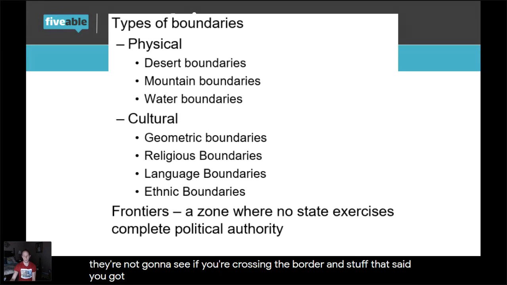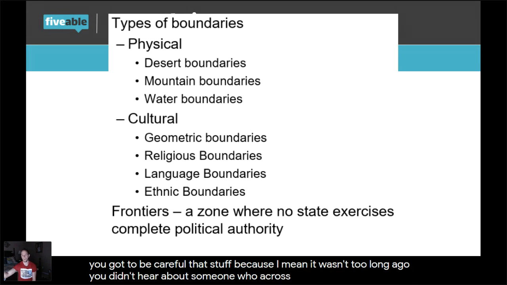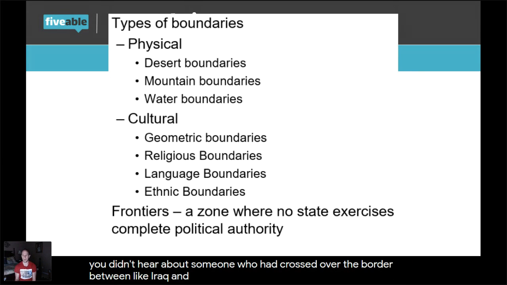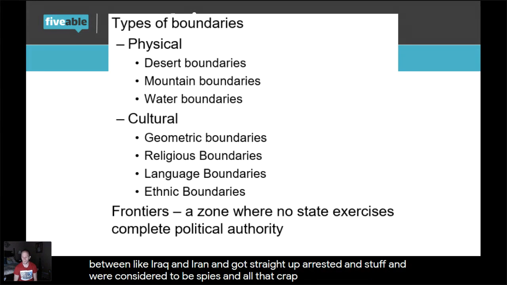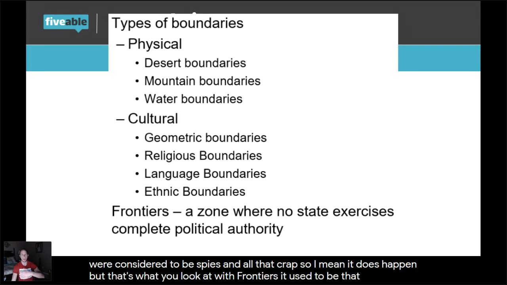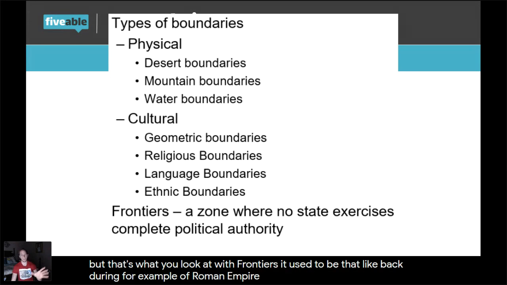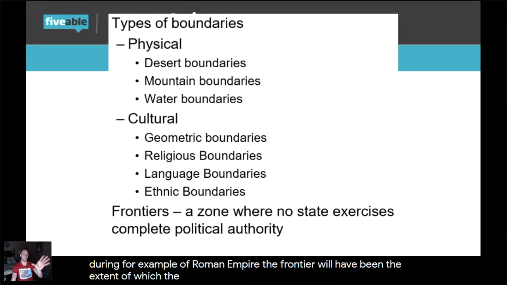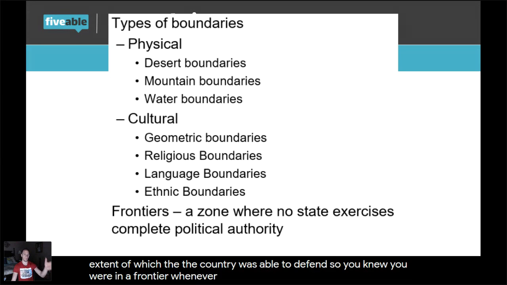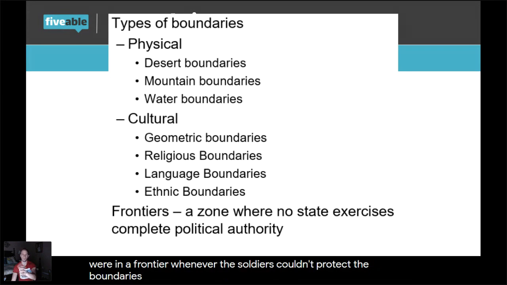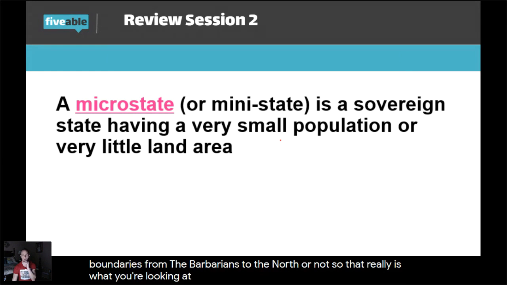That said, you have to be careful of that stuff, because it wasn't too long ago that you heard about someone who had crossed over the border between Iraq and Iran and got arrested and were considered to be spies. So it does happen, but that's what you look at with frontiers. It used to be that, back during, for example, the Roman Empire, the frontier would have been the extent to which the country was able to defend. So you knew you were in a frontier whenever the soldiers couldn't protect the boundaries from the barbarians to the north or whatnot. So that really is what you're looking at with the frontier.